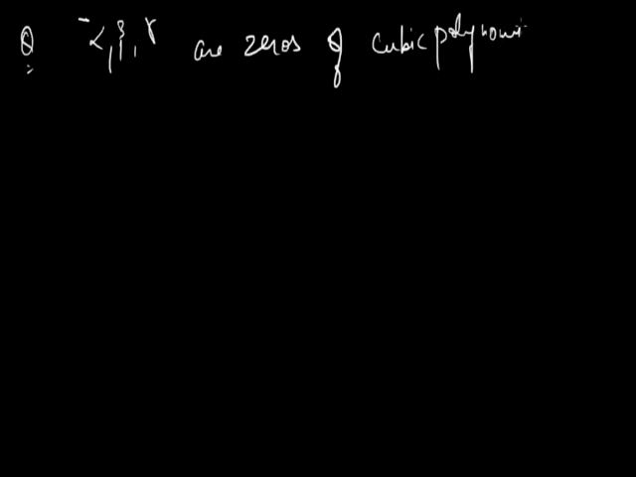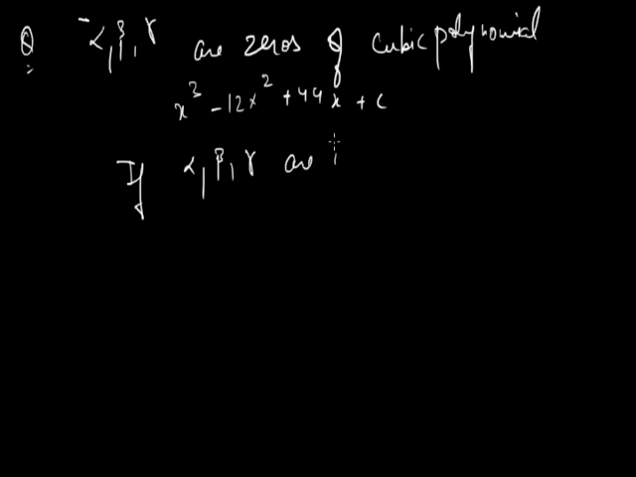Now the next problem. Alpha, beta, gamma are zeros of cubic polynomial x cube minus 12x square plus 44x plus C. If alpha, beta, gamma are in AP, find the value of C. Now solution.